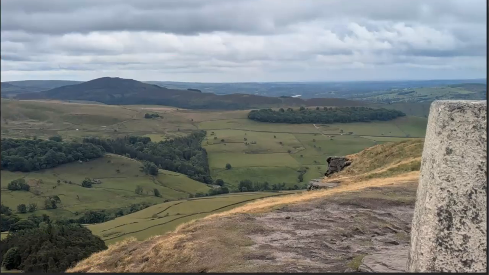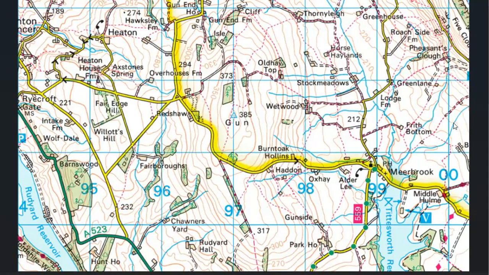This week I've got a photograph taken at a trig point, or triangulation point, or trig pillar, which is this concrete pillar to the right of the photograph, and we're looking down on some green fields and woodland. What I want you to do is work out which map this photo relates to, and can you identify some of the key features on that map.